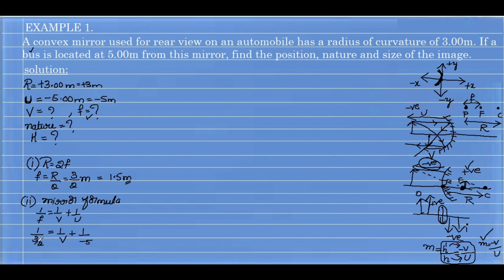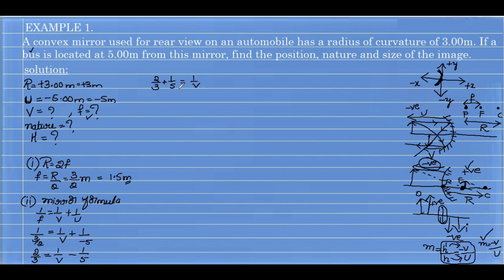Next, if I take the denominator upside to the numerator, it will become the reciprocal of it. So it will be 2 by 3. Fine. 2 by 3 is equal to 1 by v plus into minus 1 by 5. So in the next step, I will be taking this minus 1 by 5 to the right hand side. So it will become 2 by 3 plus 1 by 5 is equal to 1 by v.